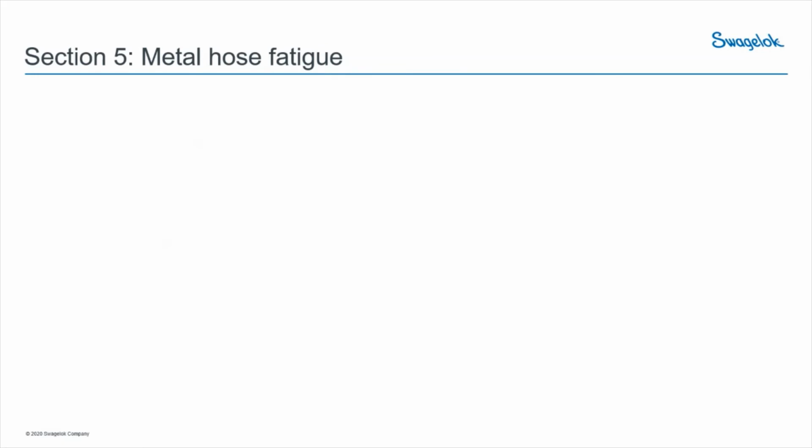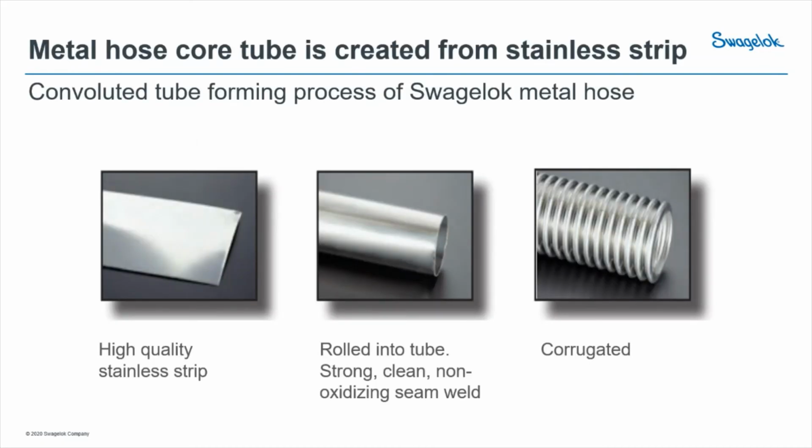Okay, let's talk about metal hose. So as we saw in the first few slides, the inside of a metal hose is this corrugated, convoluted piece of stainless steel that's very flexible, and that gives the hose its flexibility while also having the wetted components be stainless steel as well.